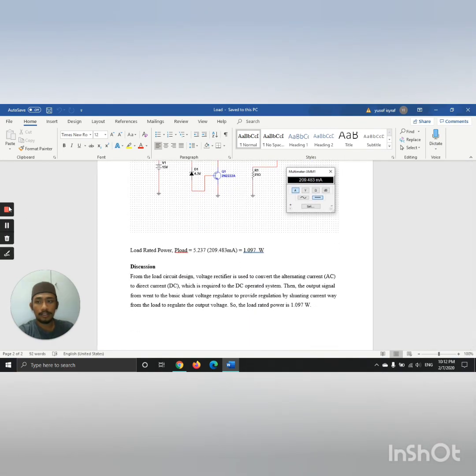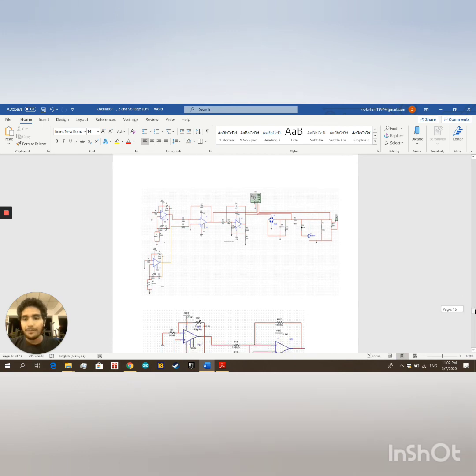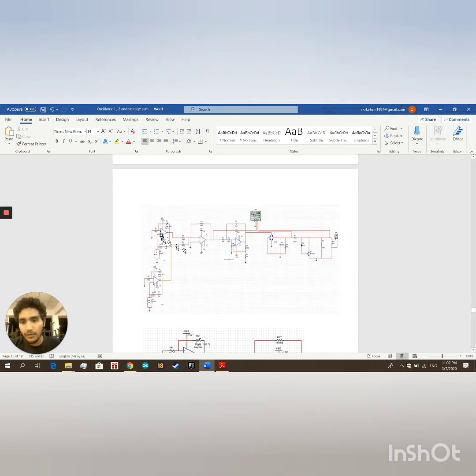Now, we'll talk about our final completed circuit. As you can see here, it's starting off with two oscillator circuits, and the output from it enters the voltage sum circuit, and through that it enters the low pass filter, and the output from the low pass filter enters the full bridge rectifier circuit, and finally it enters the voltage regulator load circuit.